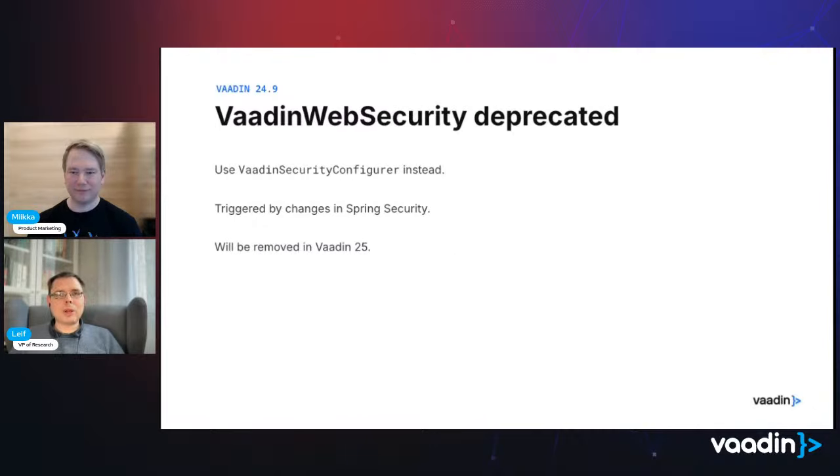Last thing to mention is Vaadin web security, which is now being deprecated. Already a couple of releases ago, we introduced Vaadin security configurer, which is based on the new approach that Spring Security has introduced for configuring everything related to security. So we will remove support for Vaadin web security in Vaadin 25. You can look in the documentation already now for instructions or examples on how to use the new Vaadin security configurer API, and that API is also such that it will be compatible with future Spring Security versions.